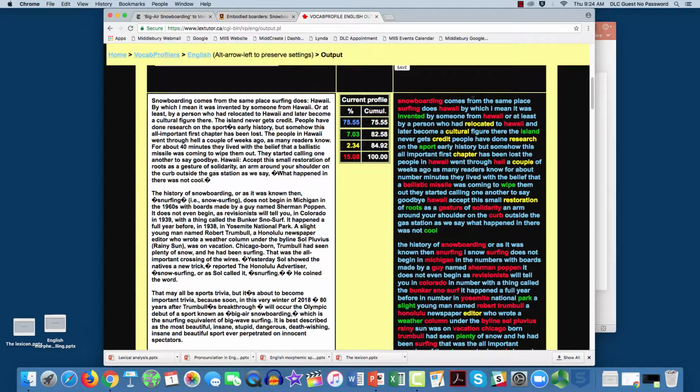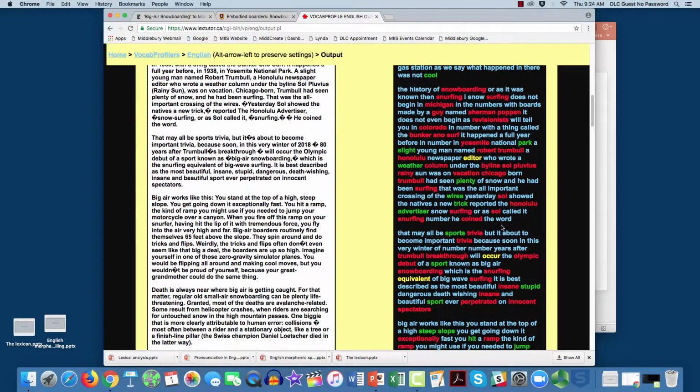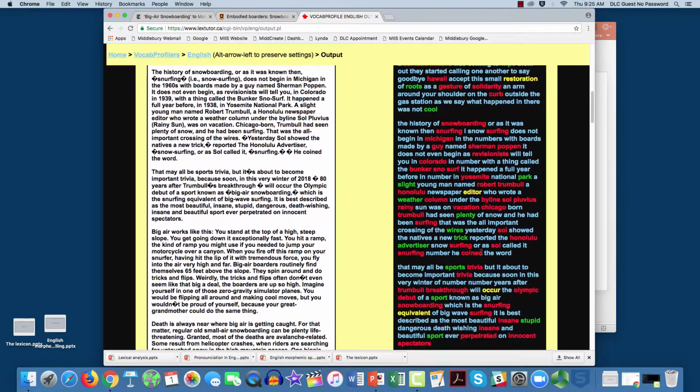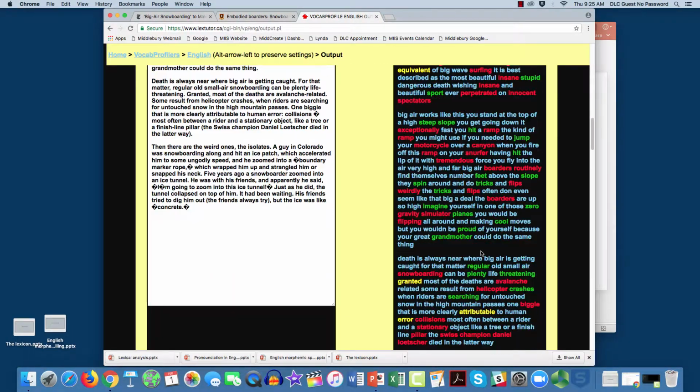So again, the blue words are the K1 words. If I was working with a lower level learner, these are words that I might expect them to know. And if there were any K1 words that the learner didn't know, these are the words I would really want them to focus on. The green words are the K2 words, so that extra addition which gets me from 75 to 82. If I knew the blue plus the green, then I would know 2,000 words in English.